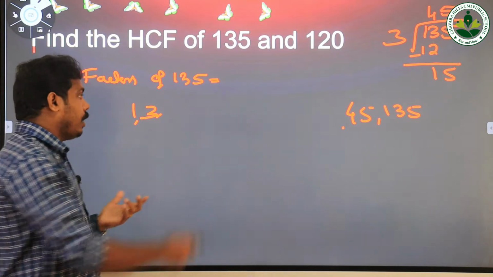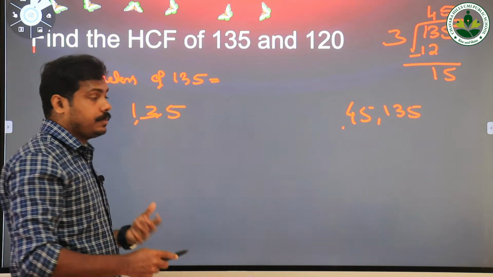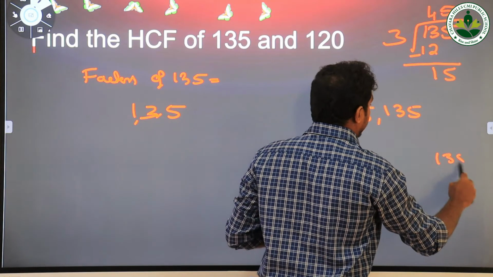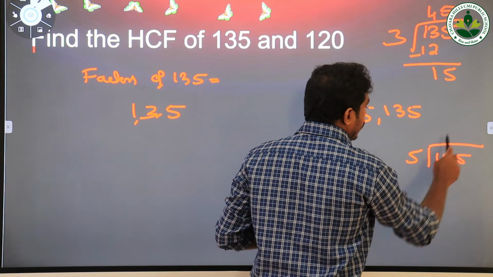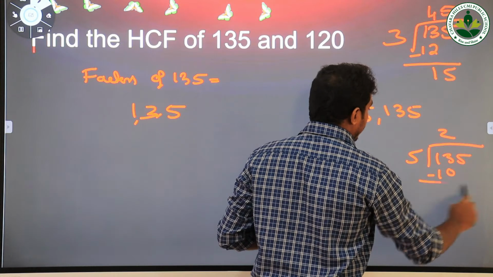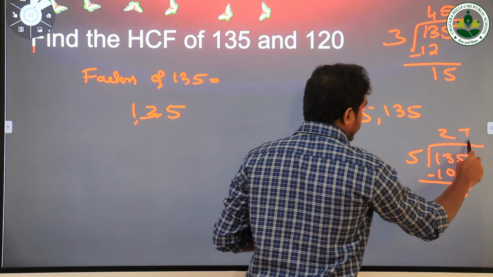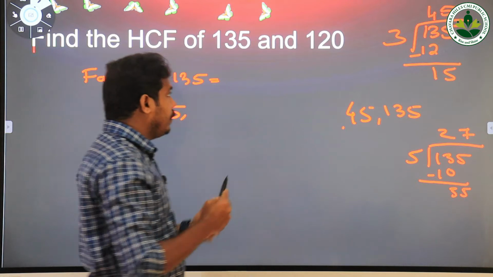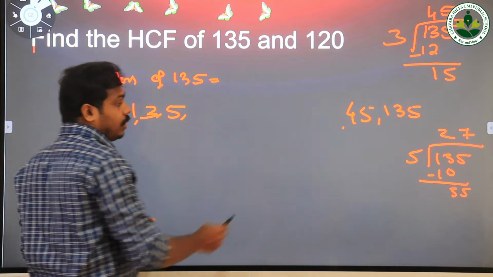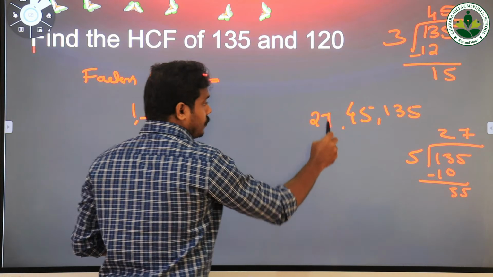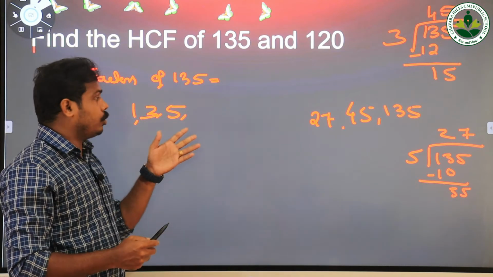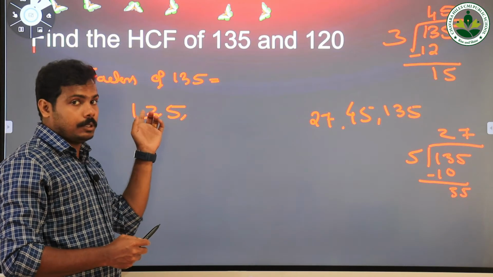Then we need to check 5, as it is divisible by 5. And 5 into which number is 135? 135 divided by 5: 5 2s are 10, minus 3, 5, 7. When we divide 135 by 5, we get 27. So 27 and 5 are the factors. Then for 6 it is not possible because it is not divisible by 2.